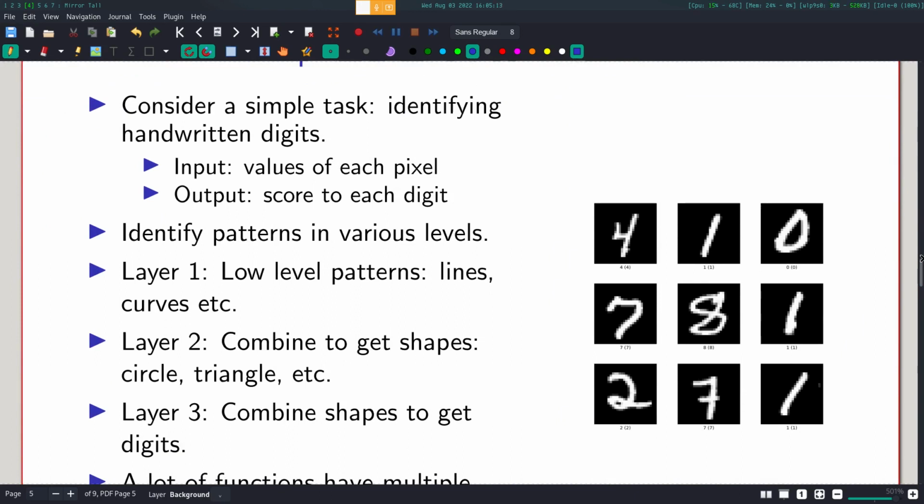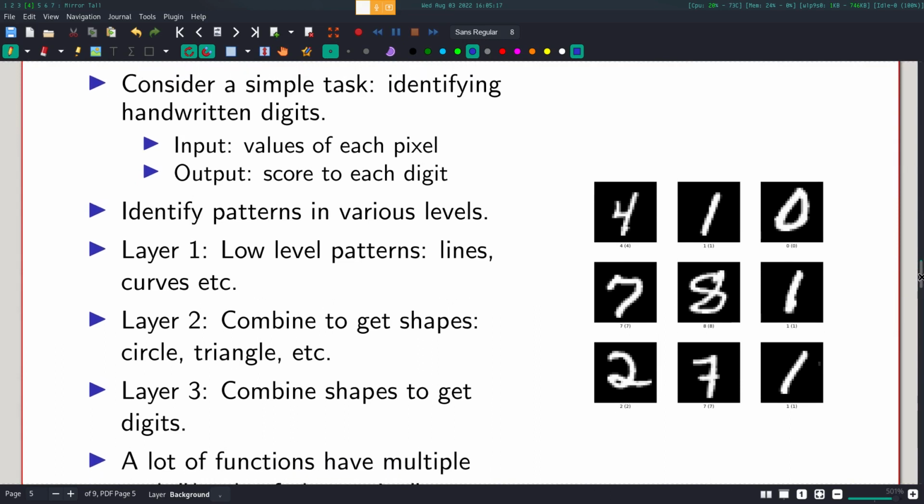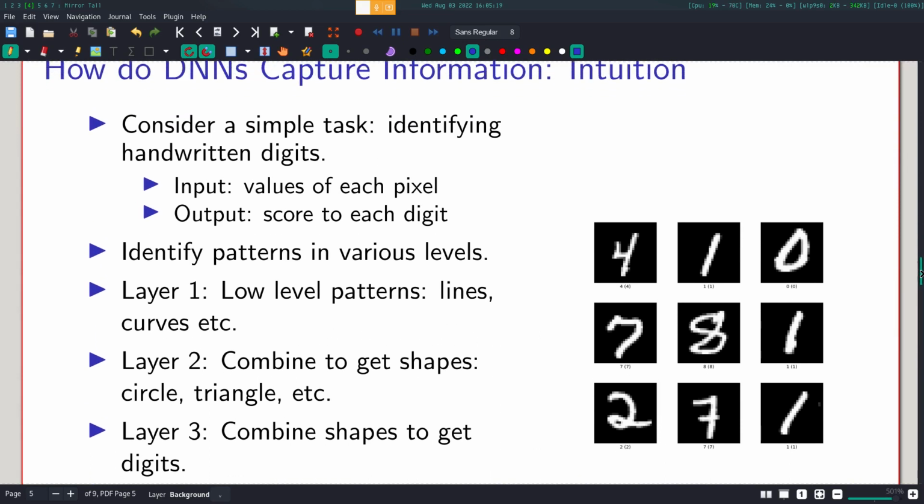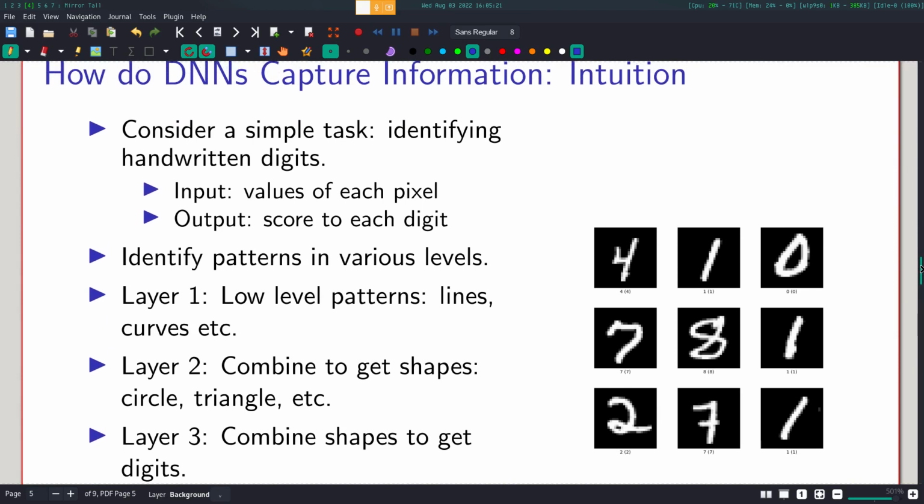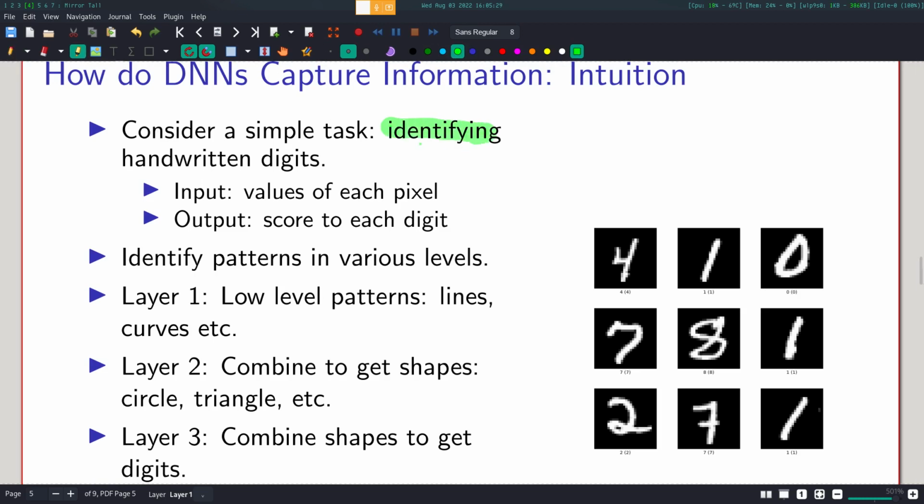So let's look at an example, and we'll use this as a running example, and later on maybe we'll even have an assignment where you actually get to work on this. But let's consider a simple task: identifying handwritten digits. I've given 9 pictures of handwritten digits, and as you can see, identifying things here is kind of difficult, right?